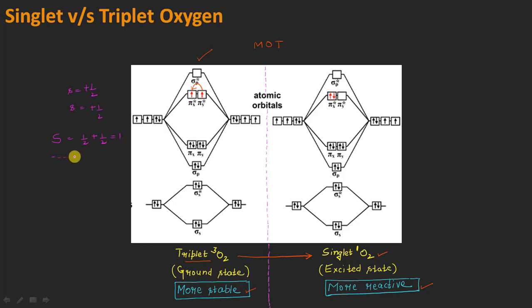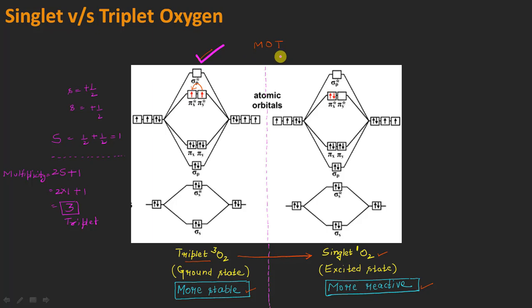Now calculating the multiplicity, which can be done from the formula 2S plus 1. This will come out to be 2 multiplied by 1 plus 1, which gives us 3, right? So this is the reason why we are calling it a triplet type of state.